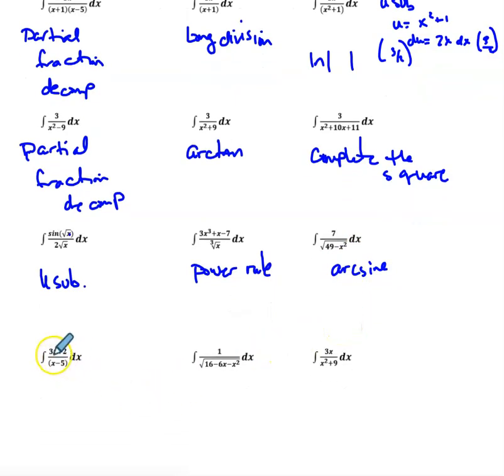Next, I have an expression in the numerator and denominator with the same degree, so I'm going to have to first simplify this using long division and then integrate it.